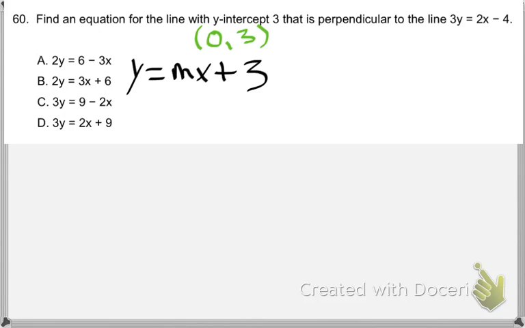I don't know, let's see where it takes us. Before we do anything, we need to realize, okay, perpendicular, meaning opposite reciprocal slopes. Well, we need to know their slope. We don't. It's not slope-intercept form. So let's get their slope ready to go. Let's get y by itself.